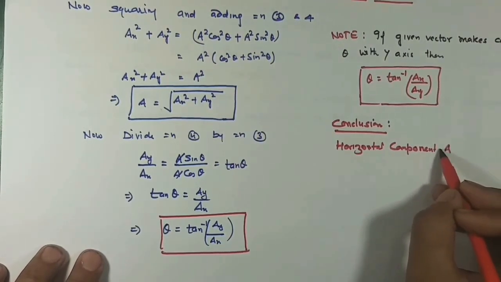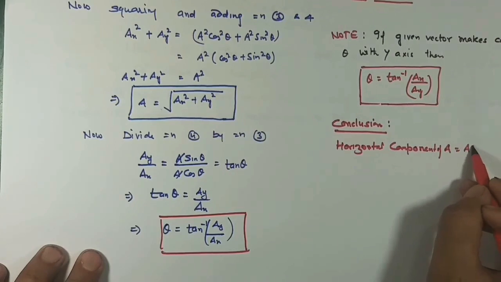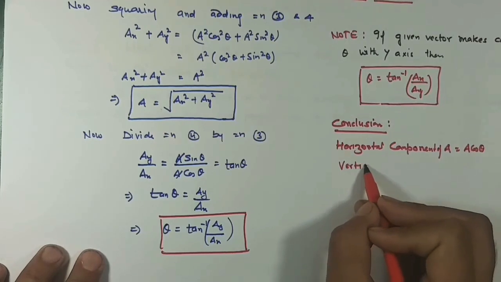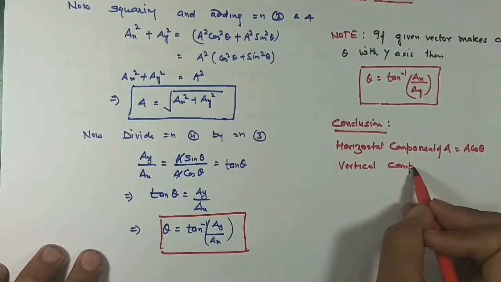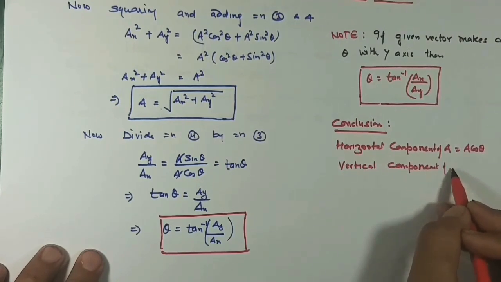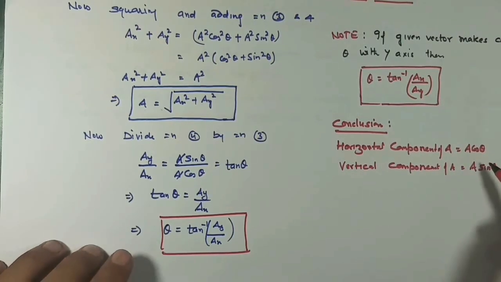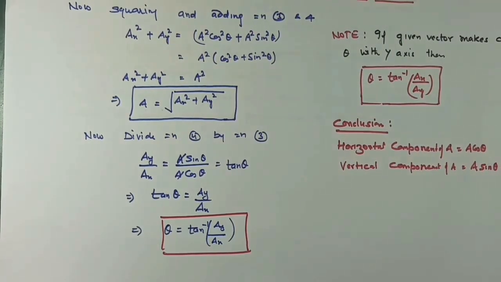of A is A cos of angle theta, and second, the vertical component of A is equal to A sin theta, and combined they are called rectangular components. Why are they called rectangular components? Because these are perpendicular to each other, right? So that is the article. So please go through these articles carefully.